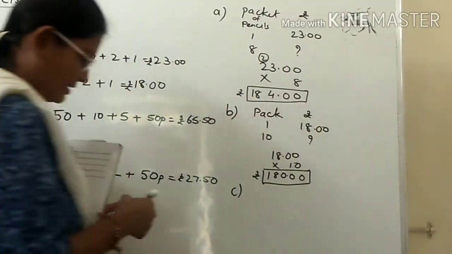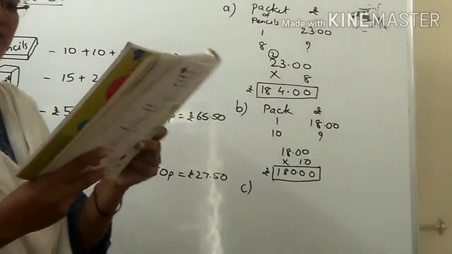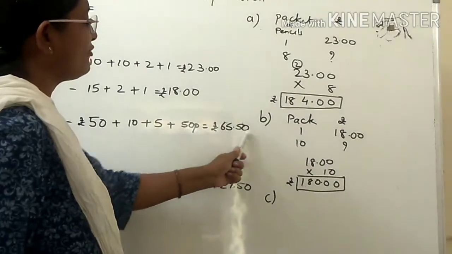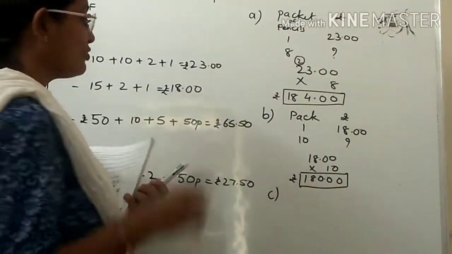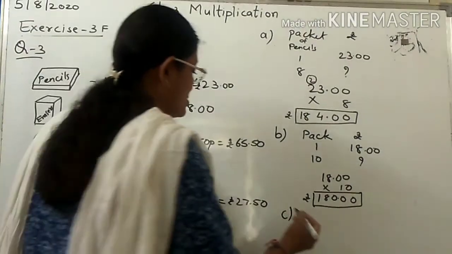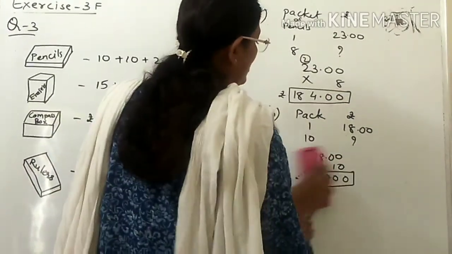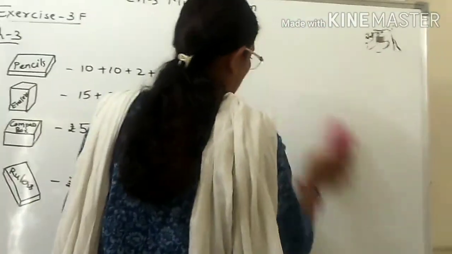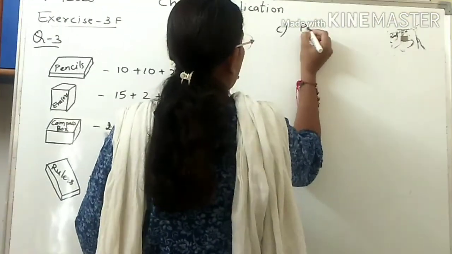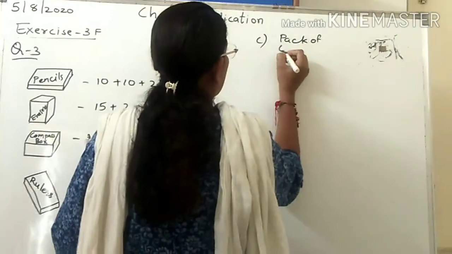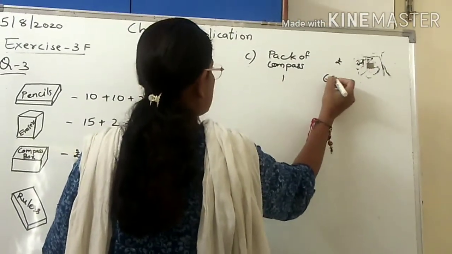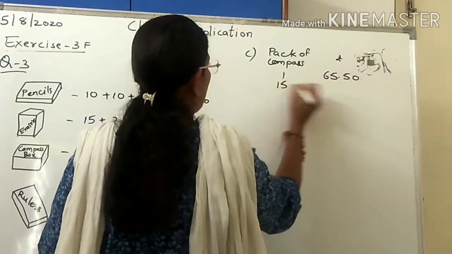Now number C. In number C, how much will it cost to mail 1 packet of compass box? 1 packet of compass box will cost rupees 65.50, right? Then what will be the cost of 15 packets? Let me rub this because it will be quite bigger. Number C. Here, pack of compass box and rupees. 1 packet is rupees 65.50. 15 of how many?